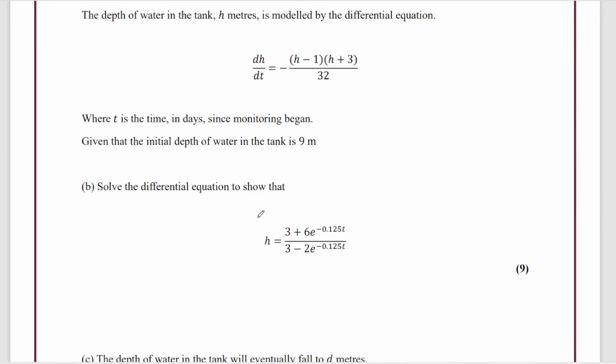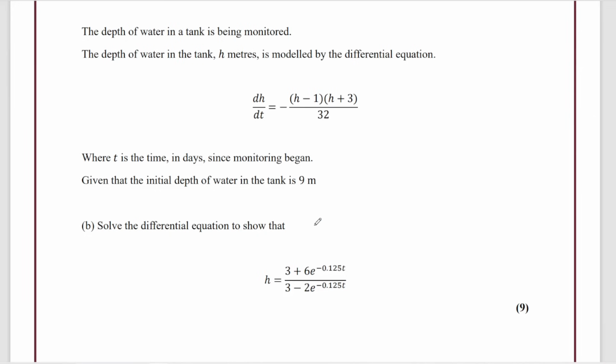Now, for the second part here, you can see it's 9 marks. There's quite a lot of work involved for this part of the question. Let's just take it step by step because there is a lot to take in. So we're told that the depth of water in a tank is being monitored. The depth of water in the tank, h meters, is modelled by this differential equation. t is the time in days since the monitoring began. And then we're told that the initial depth of water in the tank is 9 meters. So we want to solve the differential equation to show that h is equal to this here.